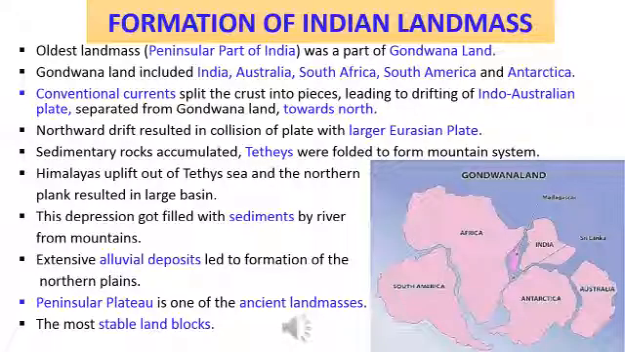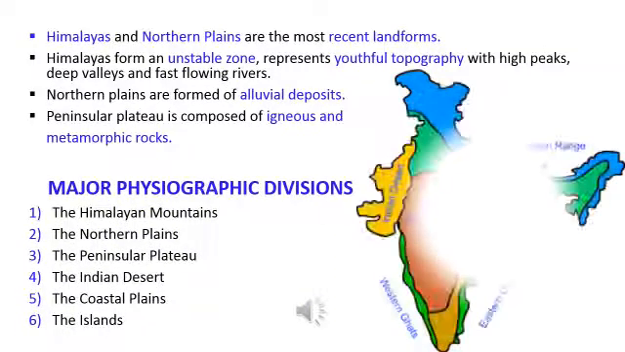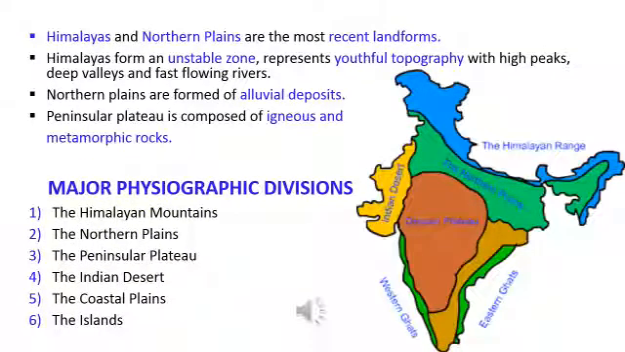The peninsular plateau is one of the ancient landmasses. It was supposed to be one of the most stable landforms. Himalayan mountains form an unstable zone and represent a very youthful topography with high peaks, deep valleys and fast flowing rivers. The northern plains are formed of alluvial deposits, and the peninsular plateau is composed of igneous and metamorphic rocks with gently rising hills and wide valleys.